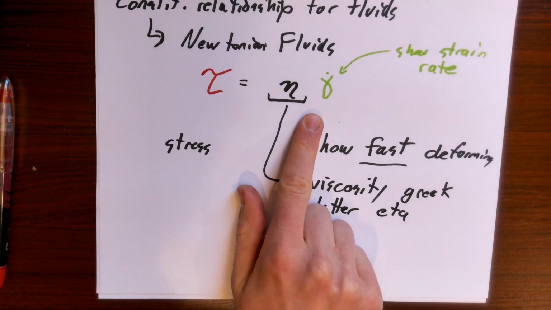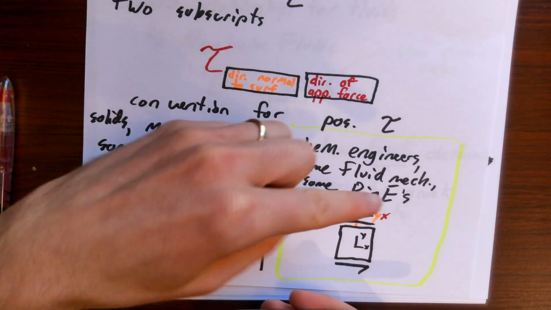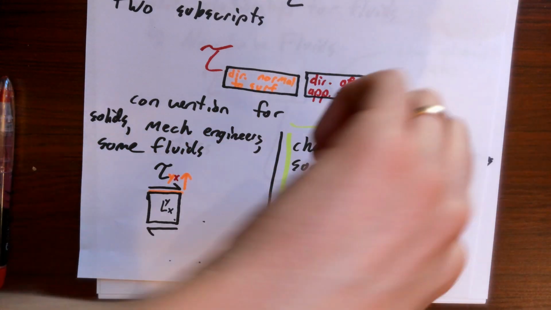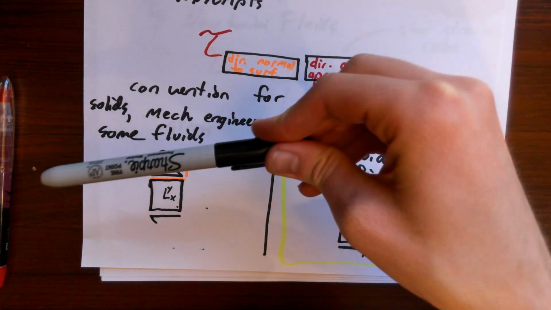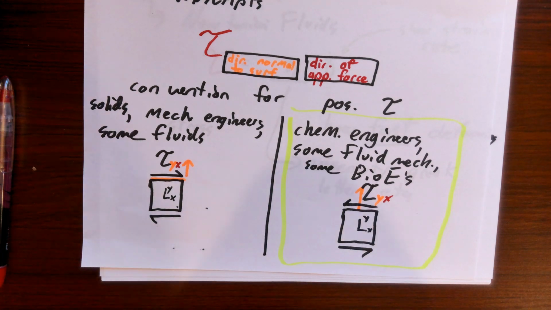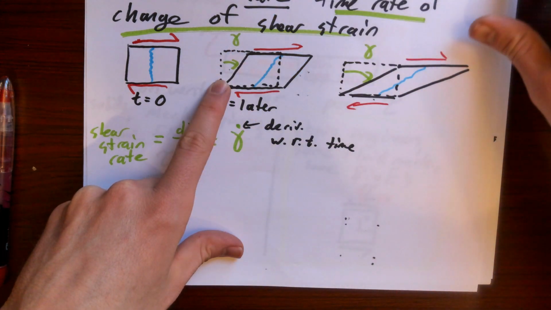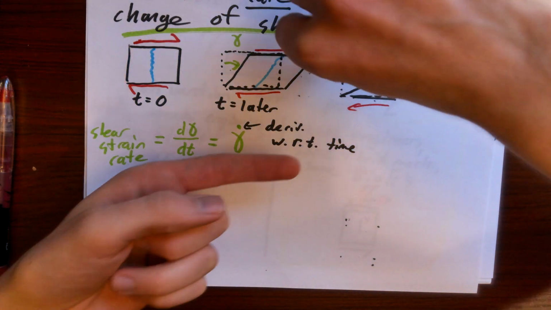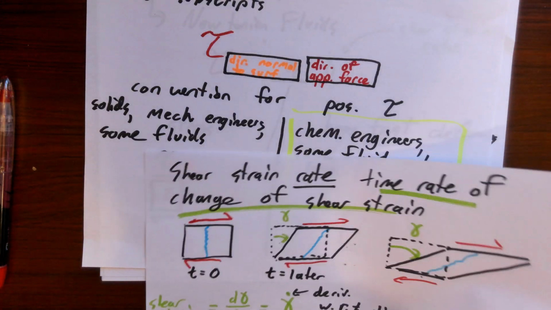And now's a time where we need to be a little bit careful with our signs. If we're using the definition of positive shear stress where positive shear stress points this way, but we're also using the definition of shear strain as an angle that's defined clockwise, then actually it's negative shear stress that results in a positive shear strain rate, right?